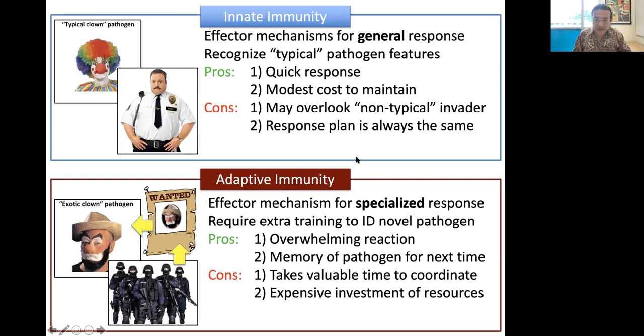So the pros of that is that it's a very quick response, because mall cops, your innate effector components of your immune system, are circulating around. They're always patrolling, right? So when they see something, they're able to take care of it right away. And that's a very modest cost to maintain.